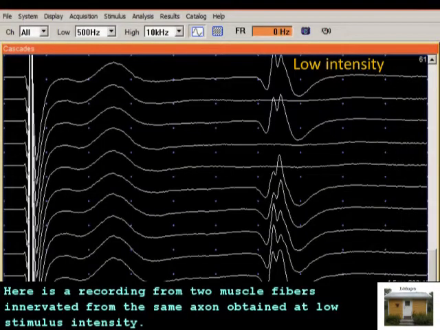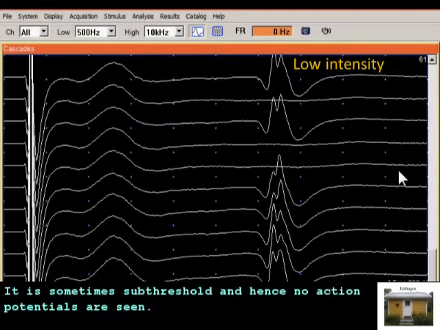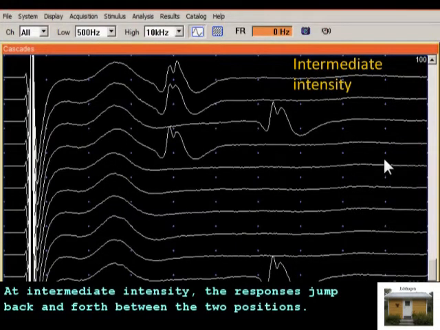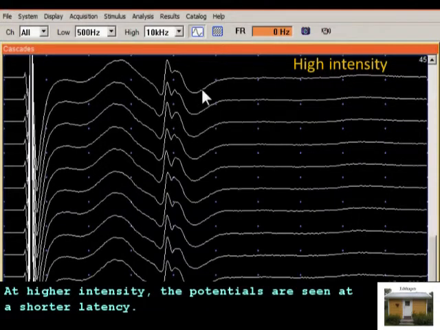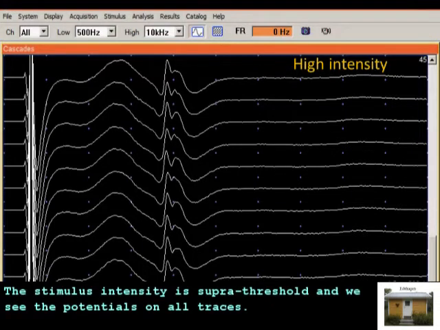Here is a recording from two muscle fibers innervated from the same axon, obtained at low stimulus intensity. It is sometimes subthreshold, and hence no action potentials are seen. At intermediate intensity, the responses jump back and forth between the two positions. At higher intensity, the potentials are seen at a shorter latency. The stimulus intensity is suprathreshold, and we see the potentials on all traces.